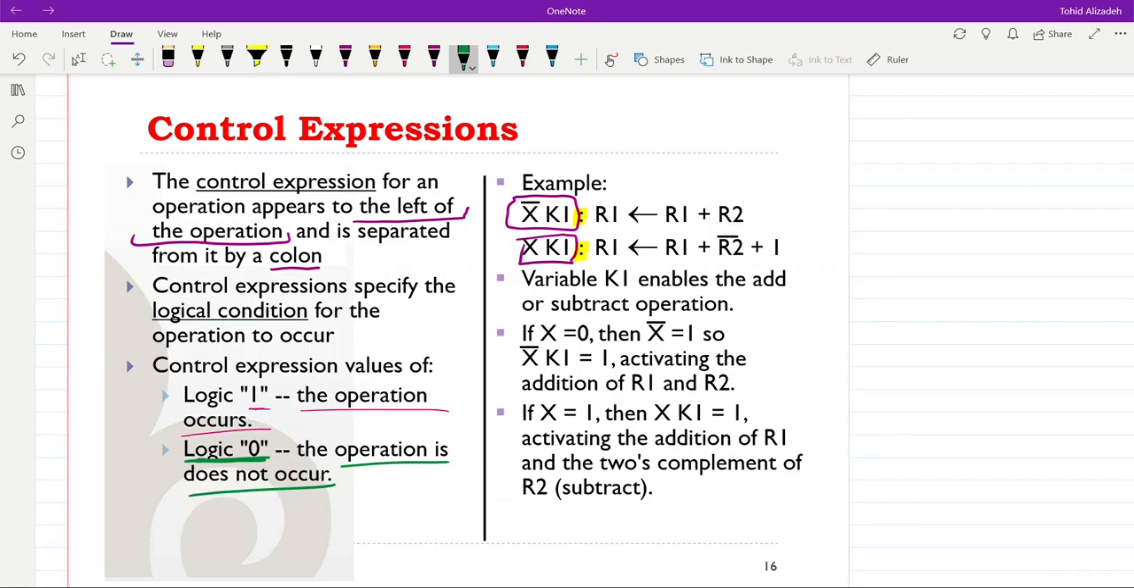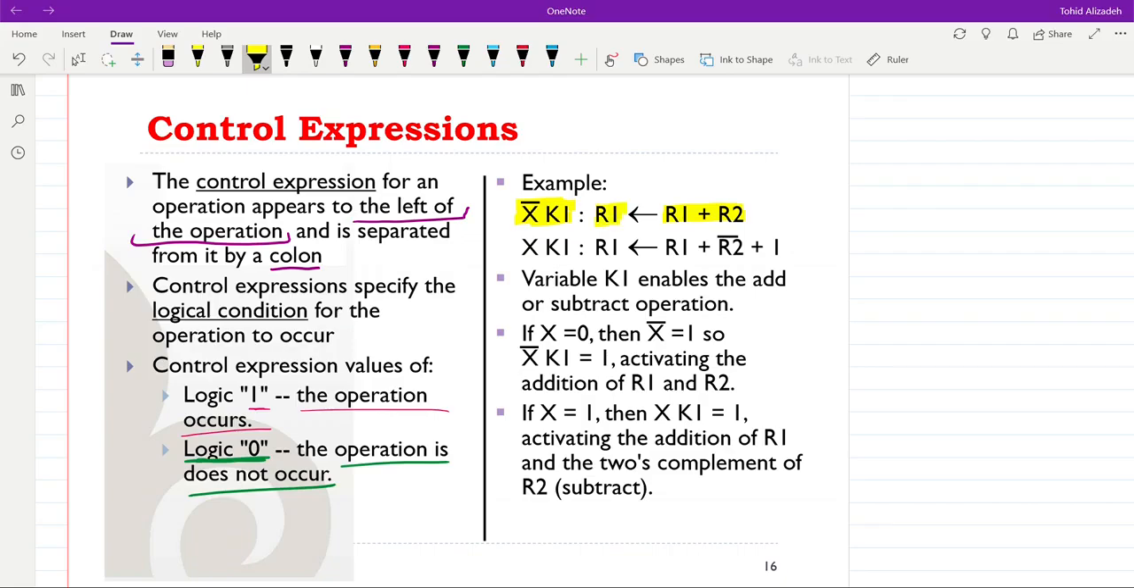In the example we have here, we have the control expression not x and k1. When it's true, meaning that when it gives us 1 as the result of ANDing of not x and k1, then the content of R1 will be added to R2. These are two registers, and the result will be stored in R1.